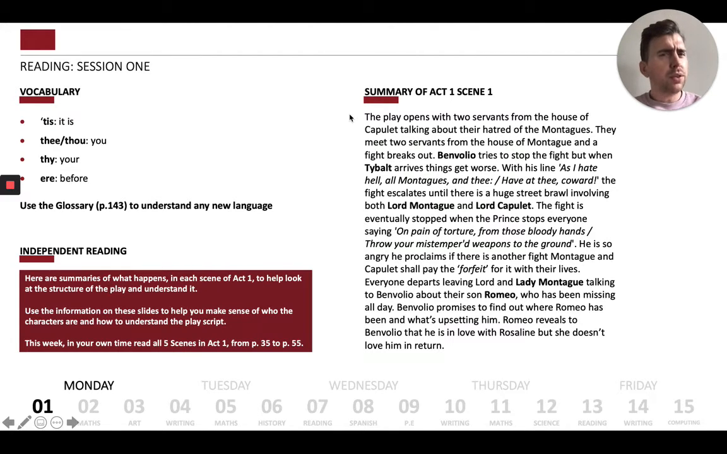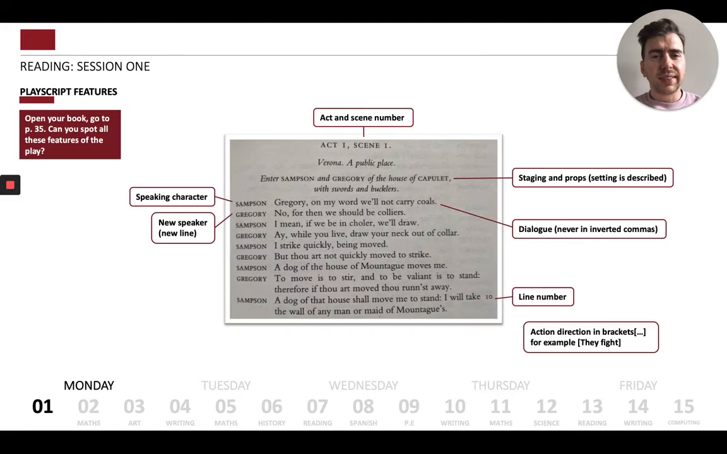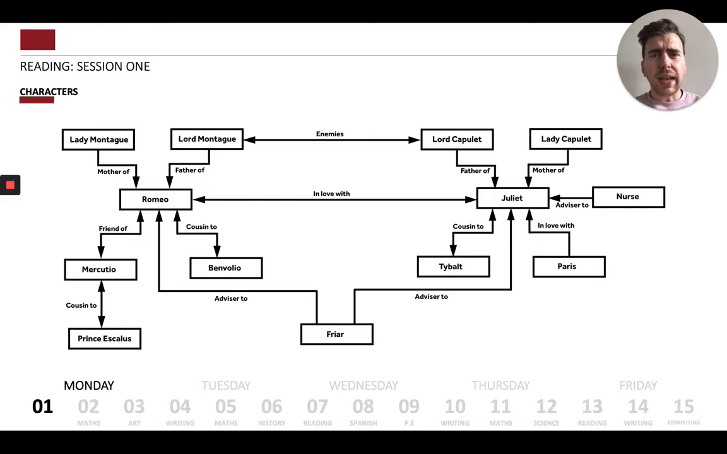And we're thinking, who's Tybalt? Let's go to the character map. And we can have a look here. Tybalt, he's a cousin to Juliet. So he is also a Capulet. Sorry, a Montague. Now, no, he is a Capulet. My mistake.